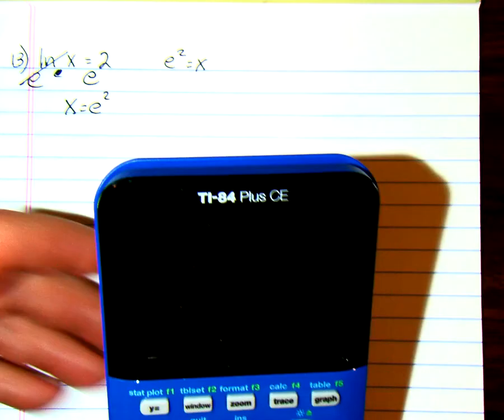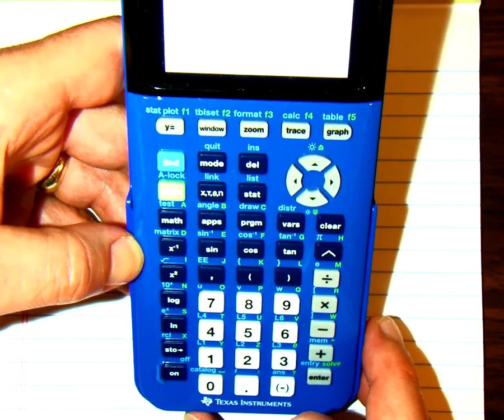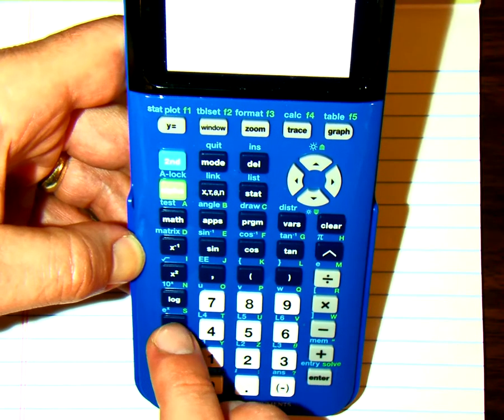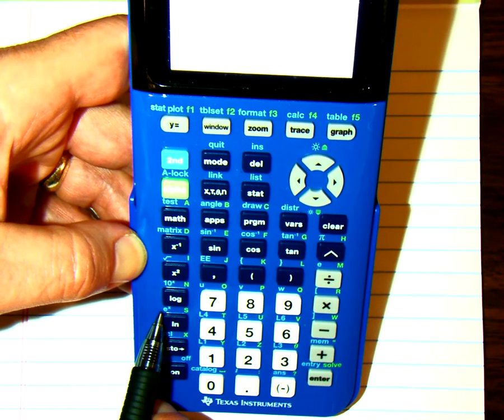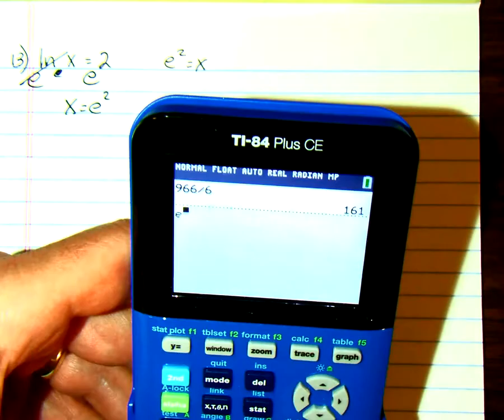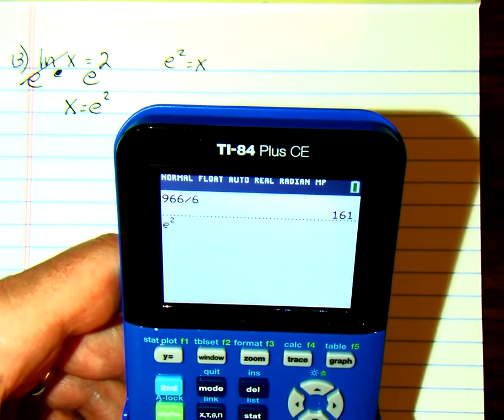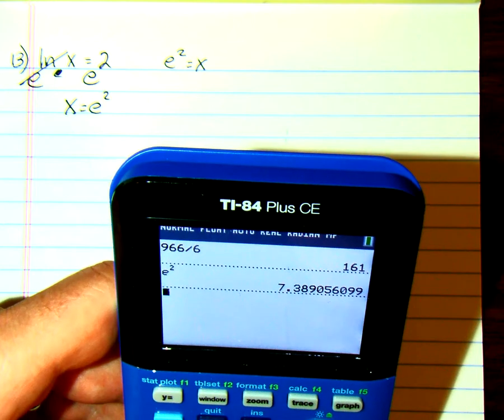If we look above our natural log button, and I don't know if you can see a natural log at all, but here's our natural log button right here, the ln. Above my natural log is that e to the x, so we're going to hit second, e to the x, and then what power? 2. So there we go. E squared is 7.3891.